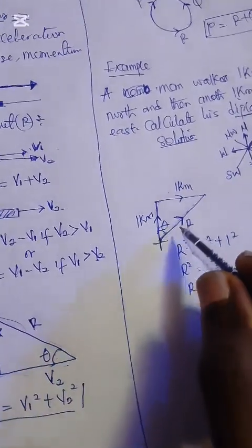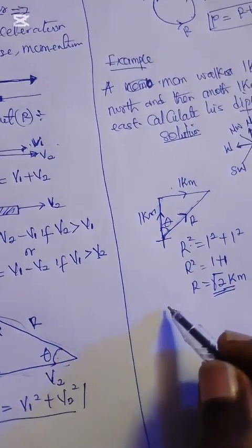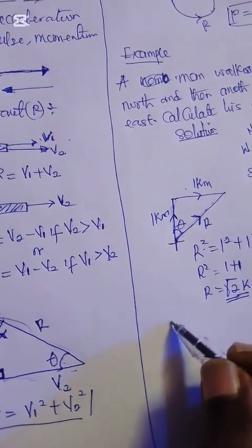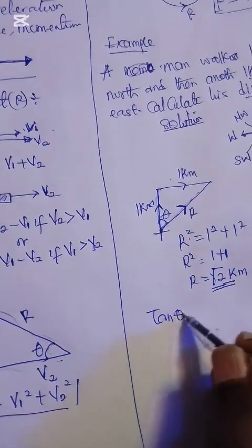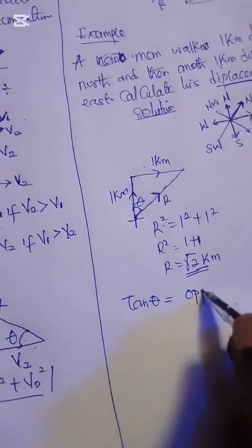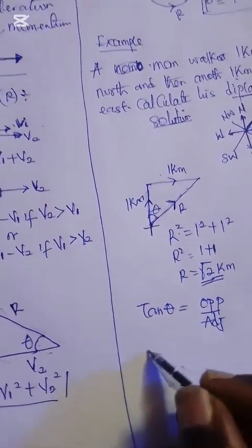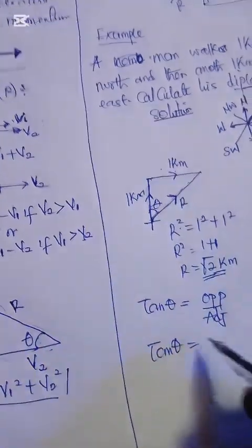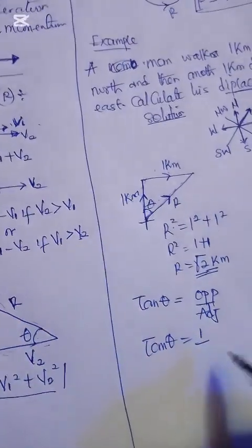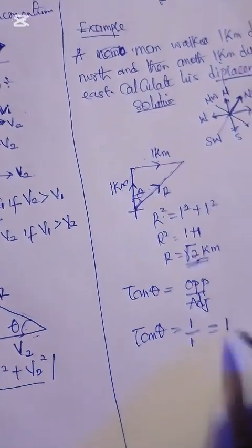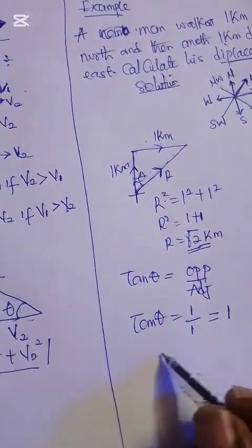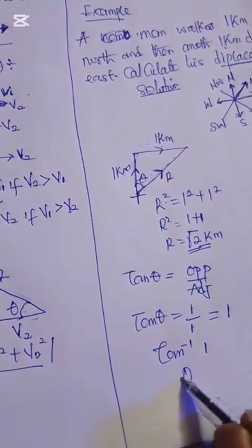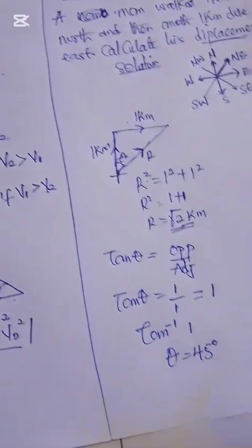Here I can use SOHCAHTOA, the abbreviation for the trigonometrical ratios. I can use tan theta, which is opposite over adjacent. The opposite of this angle is 1, and the adjacent of this angle is also 1. So 1 divided by 1 gives me 1. Then I take the tan inverse of 1, and tan inverse of 1 is equal to 45 degrees.